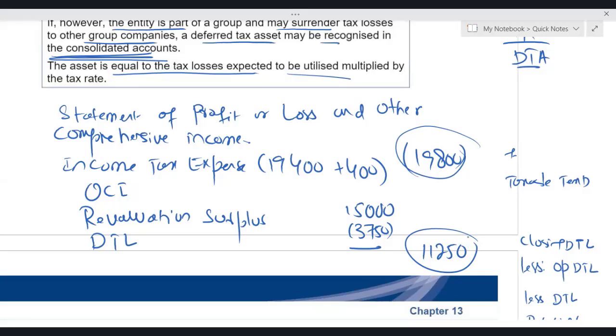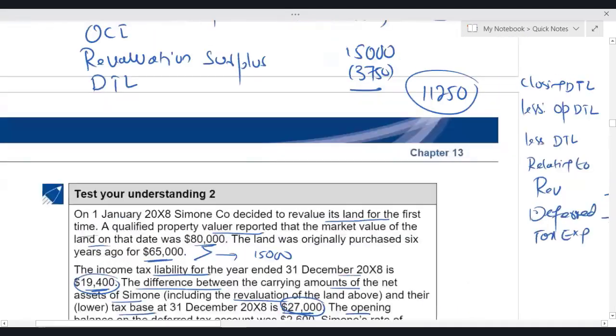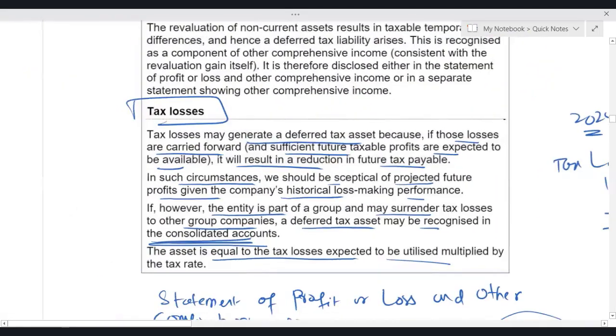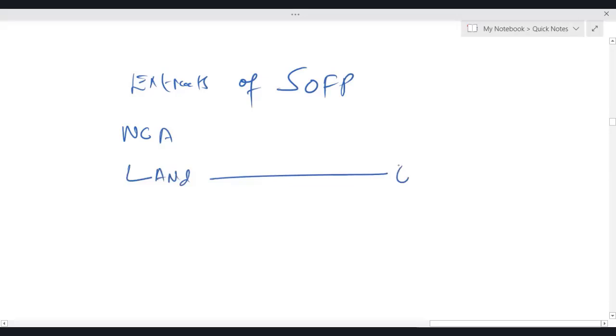If you ask me the extracts of SOFP, in SOFP we have to show the land, and now the value of the land is, I think I'm just short of space. We can go here. Extracts of SOFP. I'll be a bit quick because of prayer time. Non-current asset. The value of the land is 80,000.